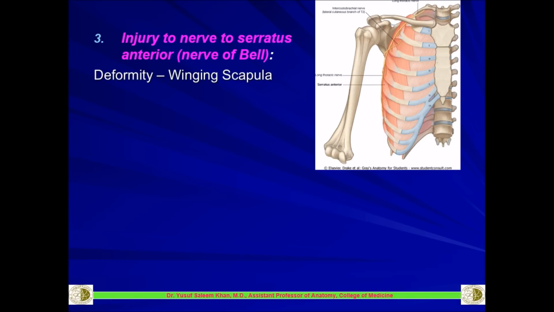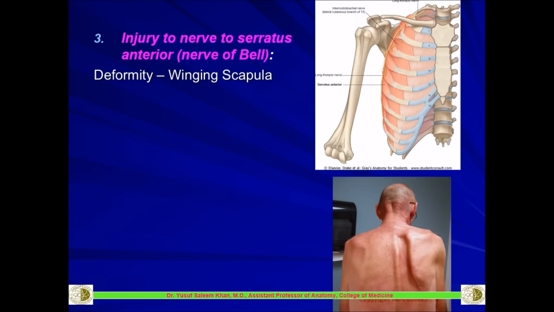If this nerve is injured, that leads to a condition called winging of the scapula. If you can see here, this is the normal side where the scapula is in the normal position, and here, because of the serratus anterior, which takes origin from here, the action of this muscle is mainly here. So when this muscle is paralyzed, you can see the medial border of the scapula very prominently. It is very prominent here.